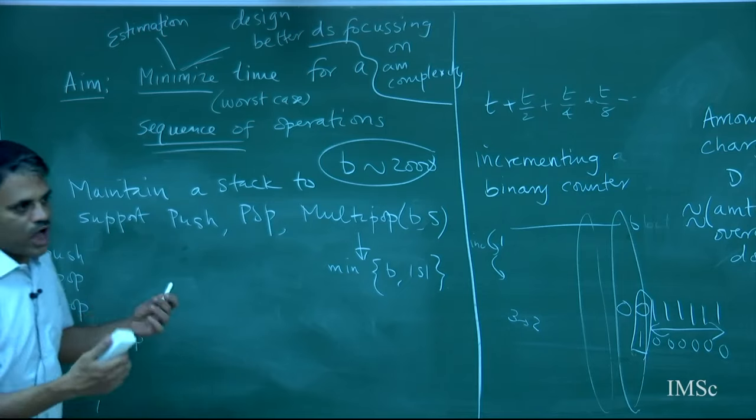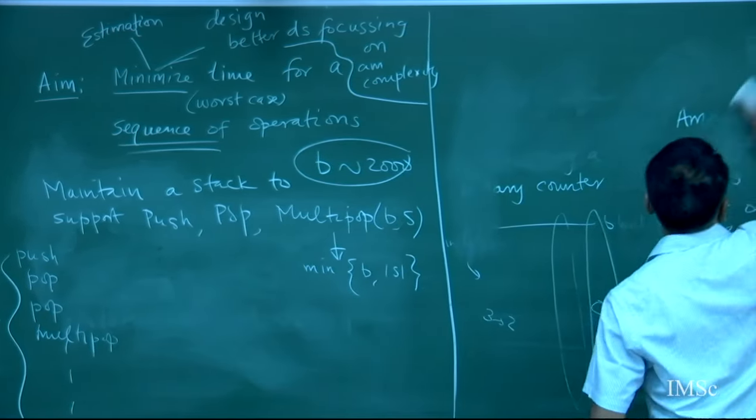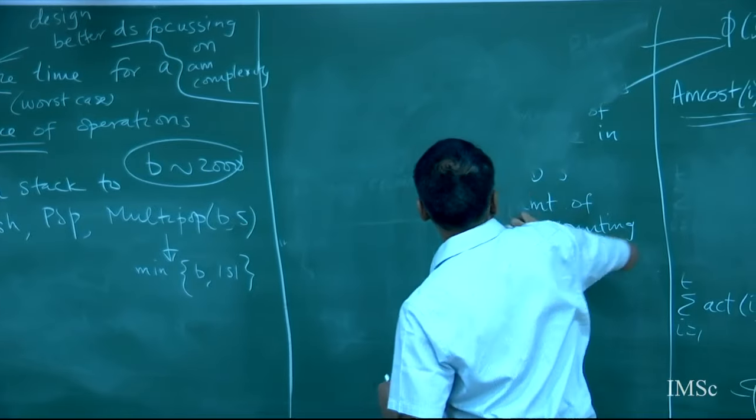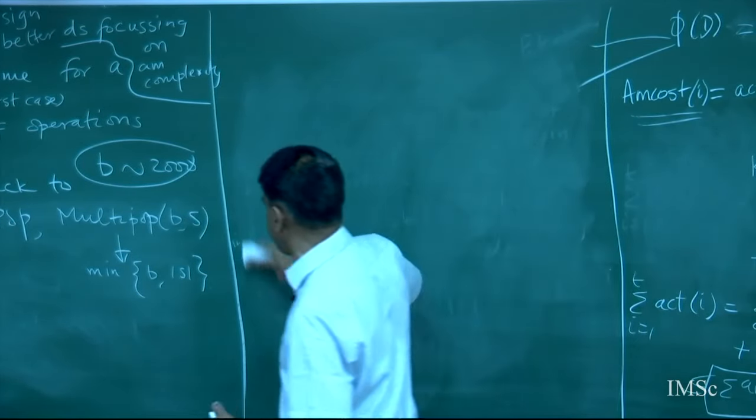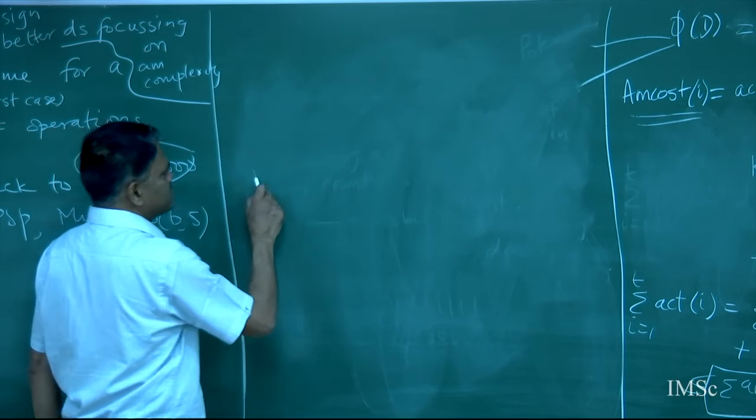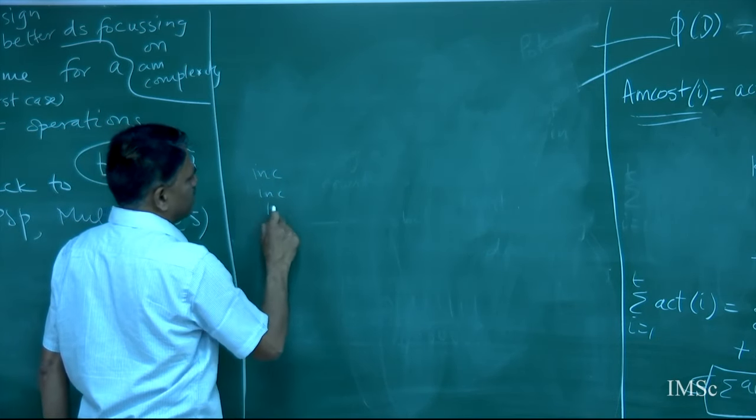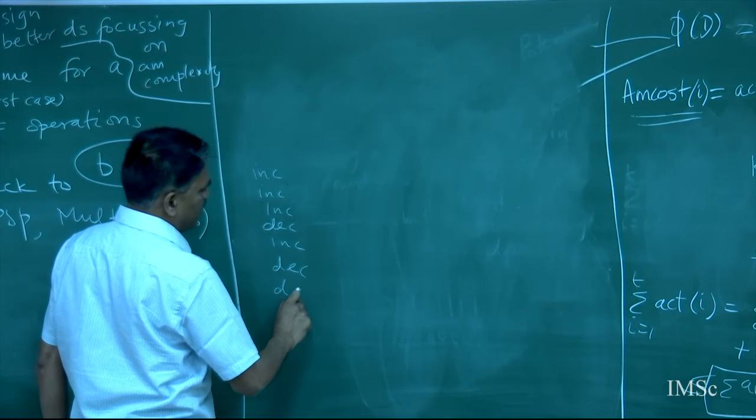Now let me get started with something slightly different. One observation I made towards the end was that if I am doing this increment operation, we saw that the amortized cost of an increment operation is constant, 2. Suppose I sneak in some decrement operations also in between. So my sequence of operations is increment, increment, increment, decrement, increment, decrement, decrement, and so on.